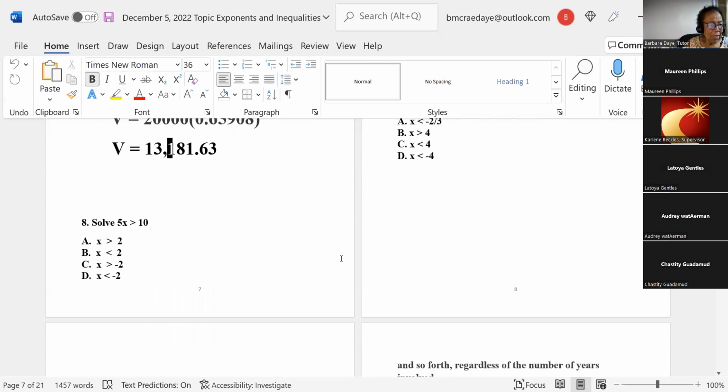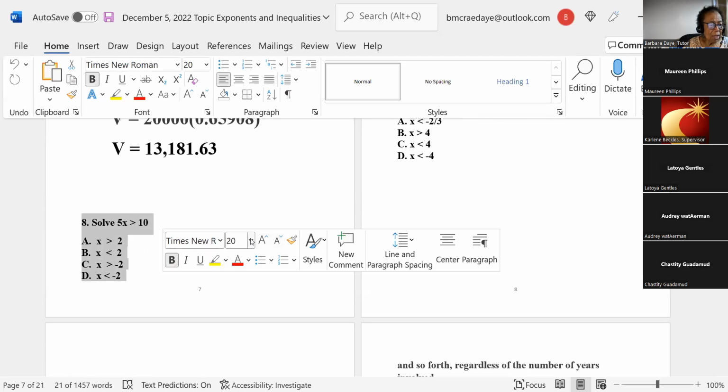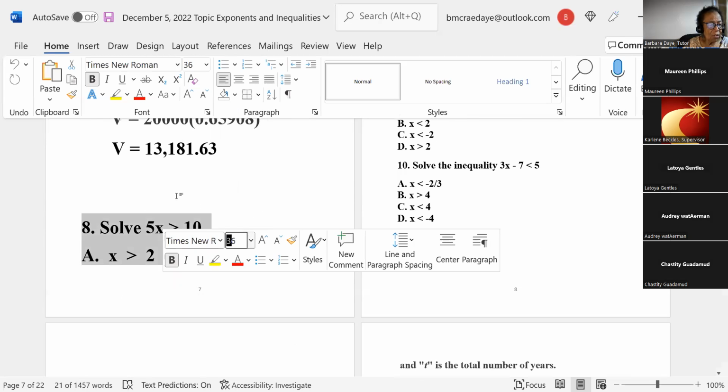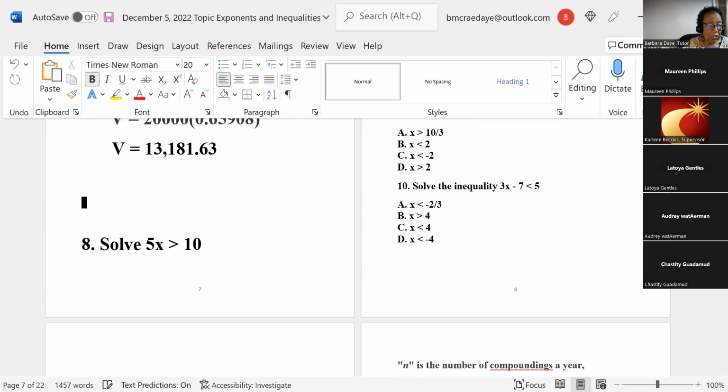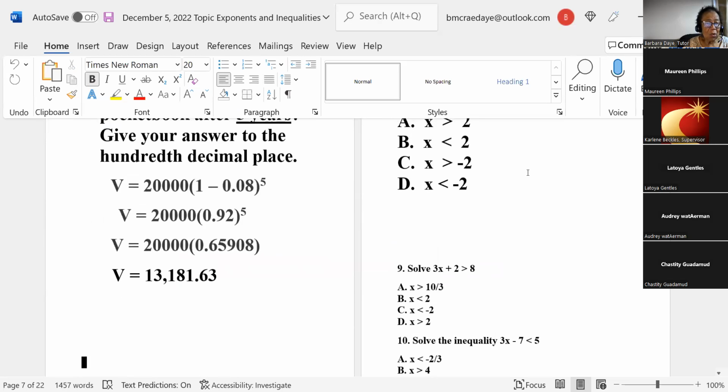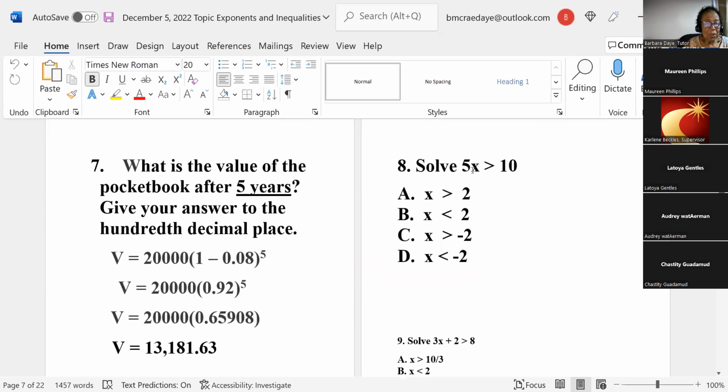That was 7. Okay, now we're into inequalities. Now, inequalities work just like equals. I mean, you solve them the same way, except the symbol is an inequality, not an equal. If this were 5x equal 10.